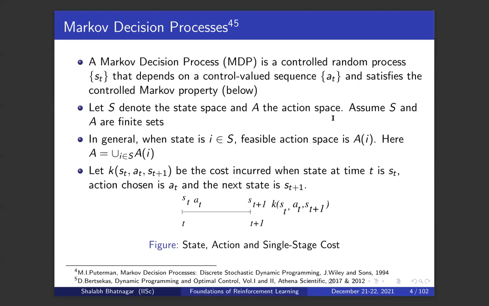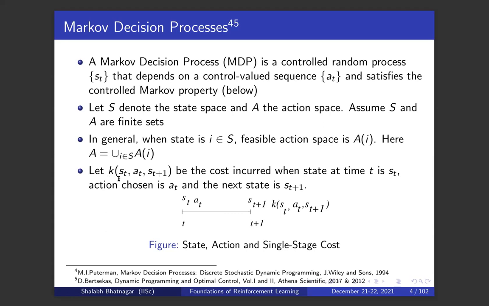And in this talk, for the most part, we'll assume that S and A are finite sets. In general, when the state is i, there's a set of feasible actions. Let's call that A(i). The point is that not every action will be feasible in every state. So you can identify with every state a feasible set of actions. And in general, A, the set of all actions, would be the union over i in S of A(i).